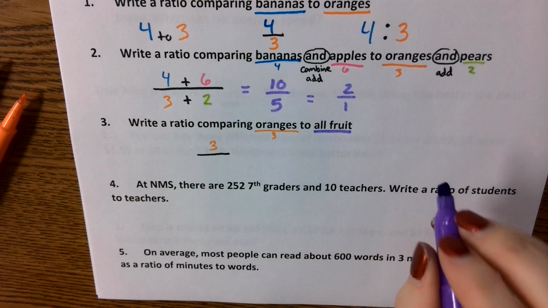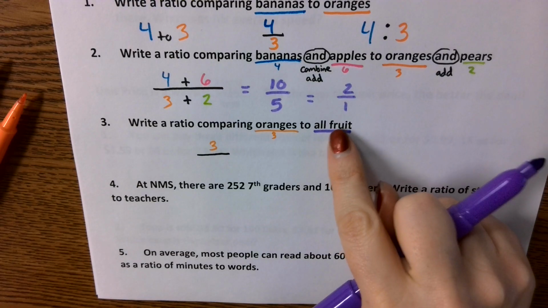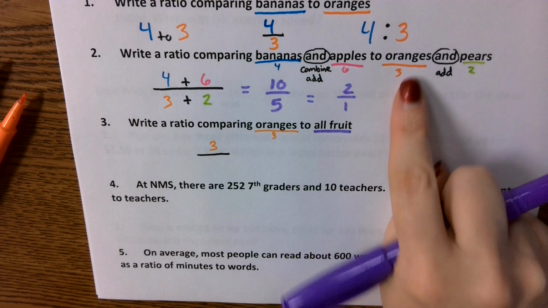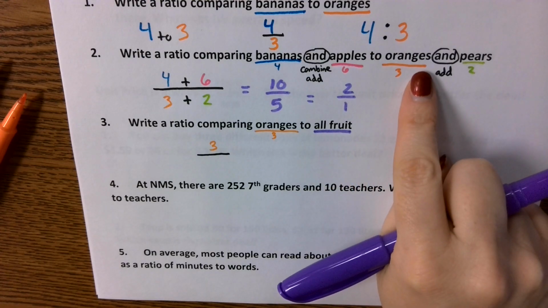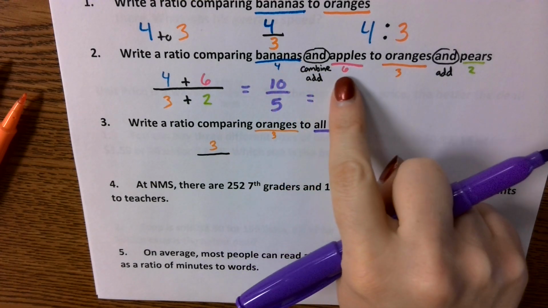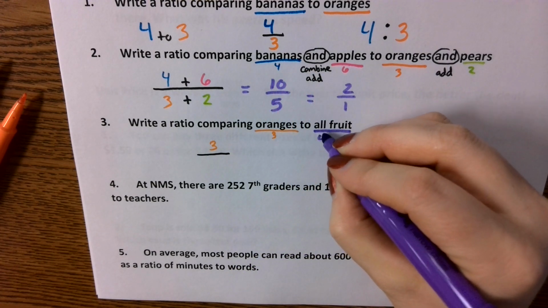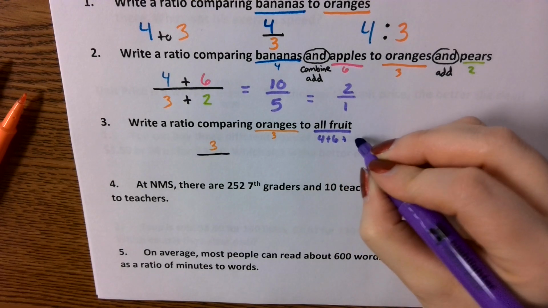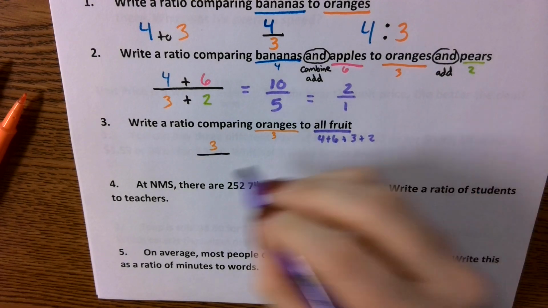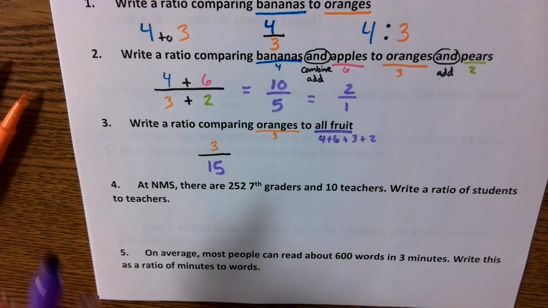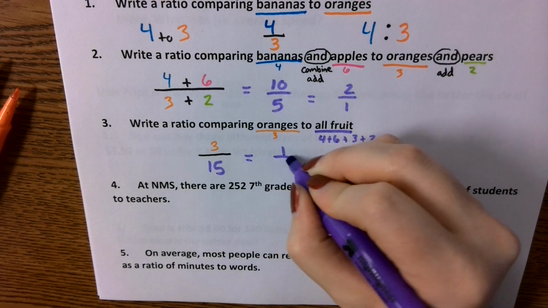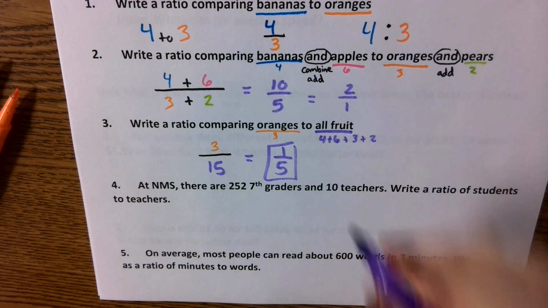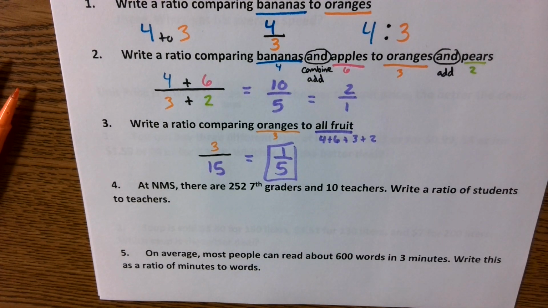15. Correct. Those of you who had said 12, you didn't include the oranges, but it didn't say all fruit except oranges. It said all fruit. Oranges is a fruit. So you had to combine all of those together. That would be the 4 plus the 6 plus the 3 plus the 2. That's going to come out to the 15. 3 over 15, and then we can simplify it. That simplifies to 1 over 5. So your ratio is 1 orange to 5 fruit.